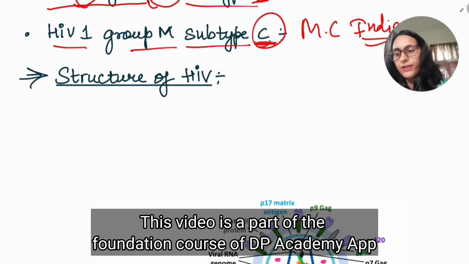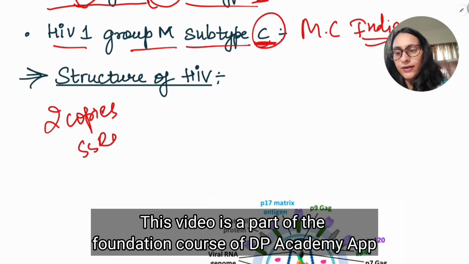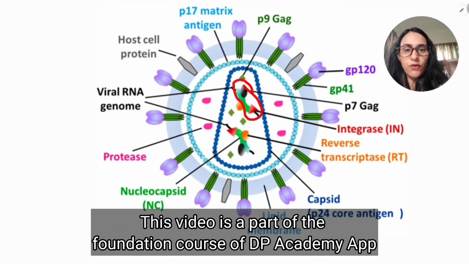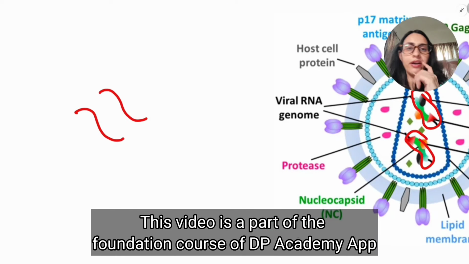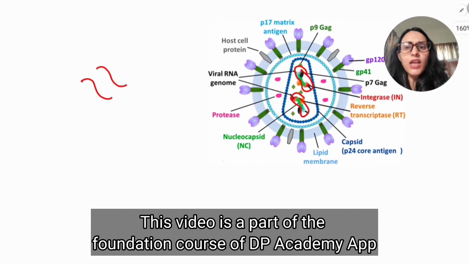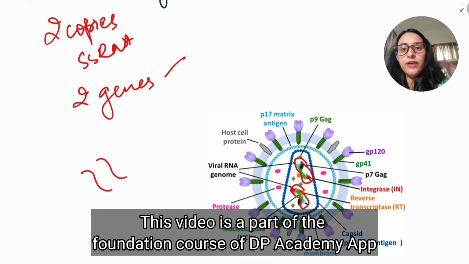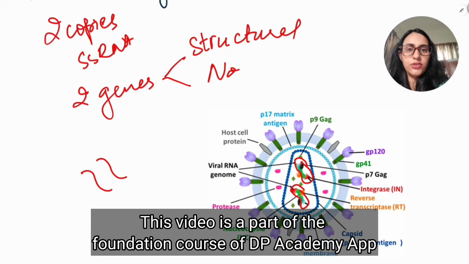Now coming to the structure of HIV, I told you there are two copies of single-stranded RNA. So we have two copies here of single-stranded RNA, that is seen in case of HIV. Apart from that, we have got two types of genes. One are structural genes, another one are non-structural genes. Structural genes are the genes that are going to form the structure.